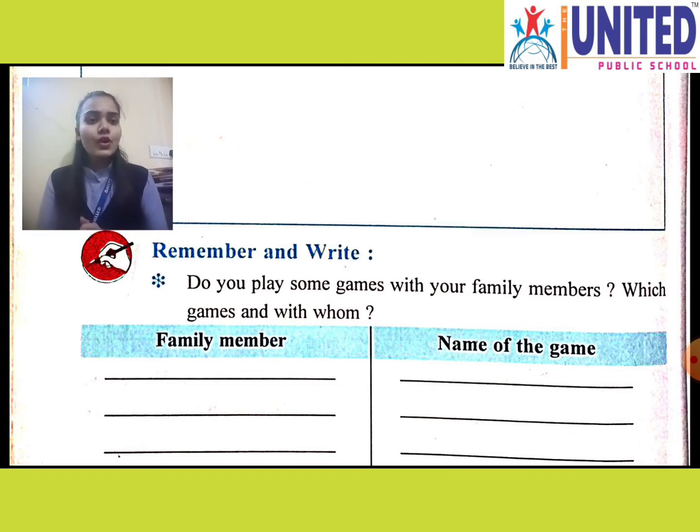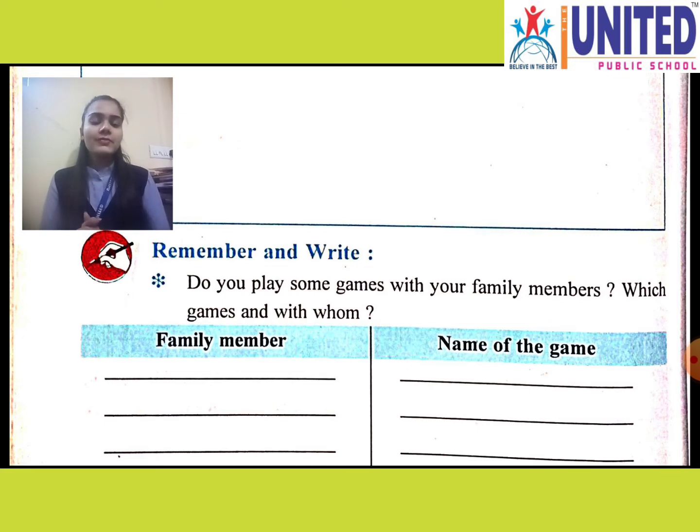Now beta, two columns are given here downside. In the first column what is written here? Family member. And in the second column what is written here? Name of the game. So here in the first column you have to write down the name of the family member with whom you play a game. Suppose you play a game with your mother, so here you write mother, and in the second column the name of the game that you play with your mother. According to you, this is your personal question, so everyone's answers will be different. You have to fill up this box according to you.